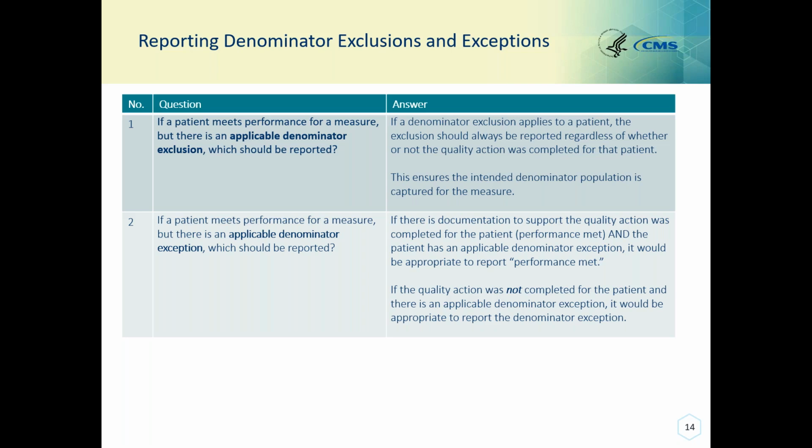Question 2 is, if a patient meets performance for a measure, but there is an applicable denominator exception, which should be reported? If there is documentation to support the quality action was completed for the patient, performance met, and the patient has an applicable denominator exception, it would be appropriate to report performance met. If the quality action was not completed for the patient and there is an applicable denominator exception, it would be appropriate to report the denominator exception.